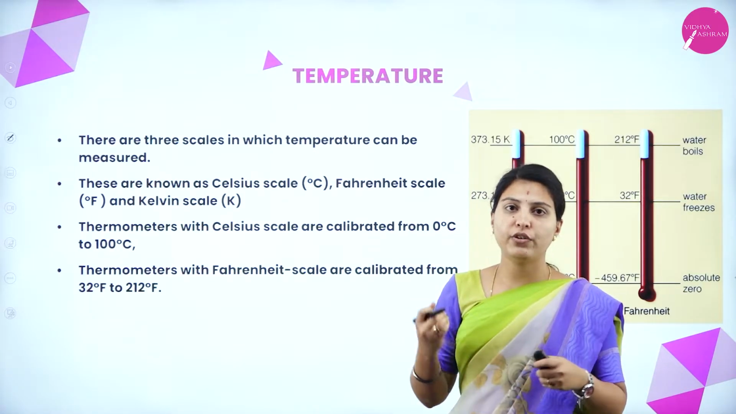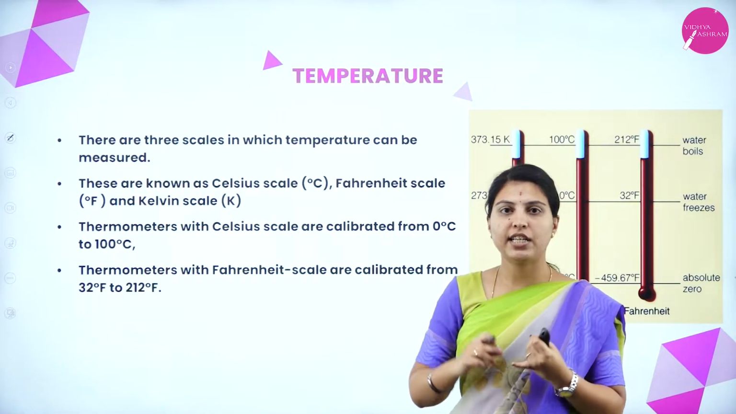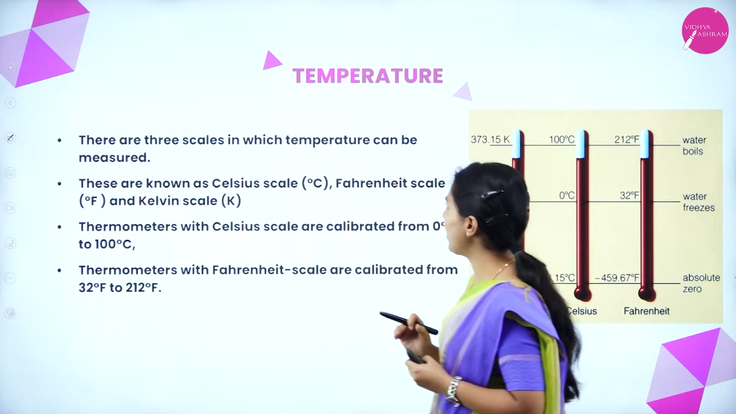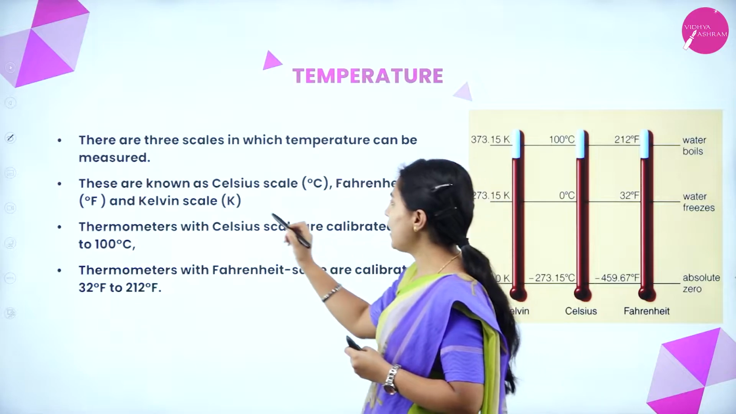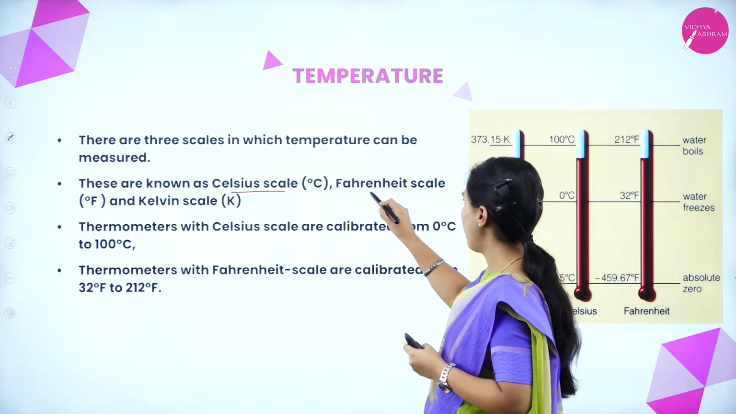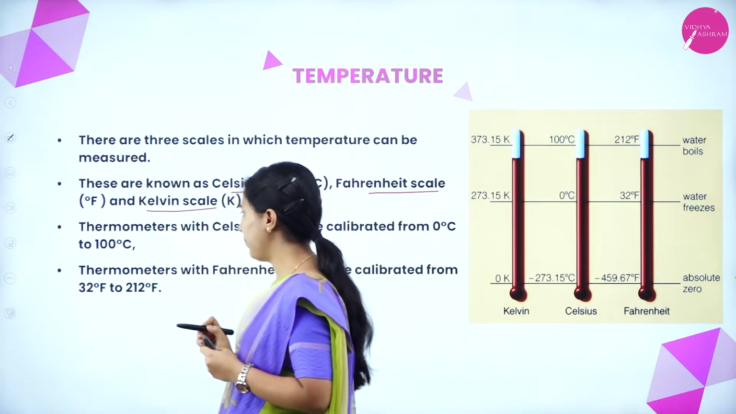If you want to measure that degree of hotness, there are various kinds of scales, that is Celsius, Kelvin and Fahrenheit. There are 3 scales in which temperature can be measured. These are known as the Celsius scale, which is represented by degree Celsius, Fahrenheit, degree F, and Kelvin, K.